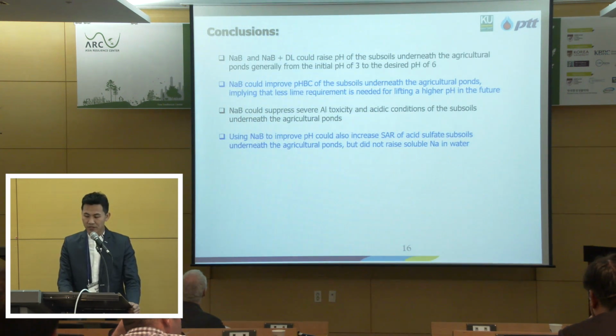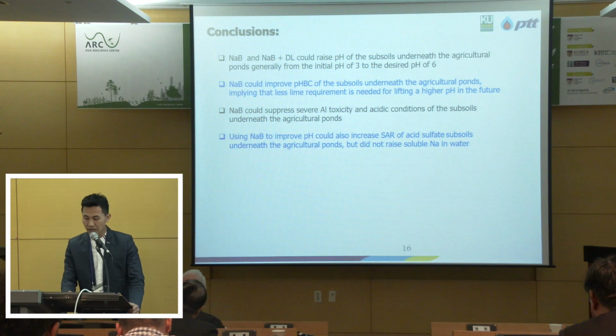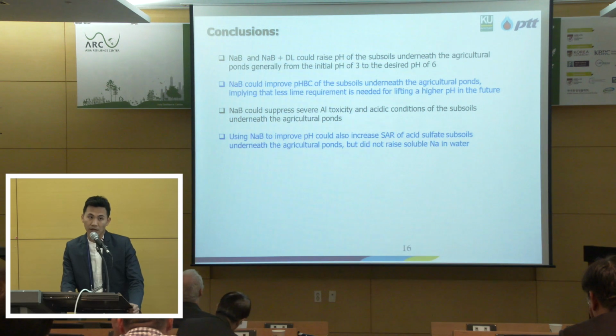From our results, we can make a conclusion here that using sodium bentonite and the mixture of sodium bentonite with dolomite could raise the pH of the subsoils underneath the agricultural ponds, generally from a pH of 3 to around 6. And sodium bentonite can improve the pH/BC by decreasing the pH/BC value. So that means in the future, if you would like to lift up the soil pH, it will be a lot easier for this type of soil.